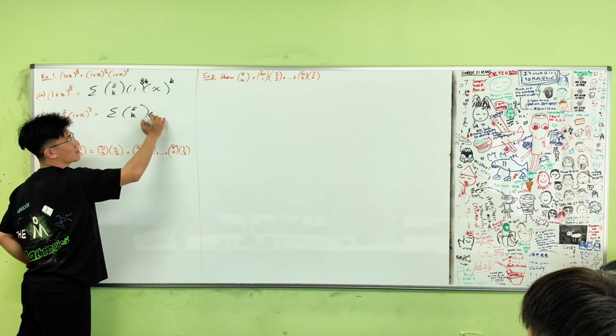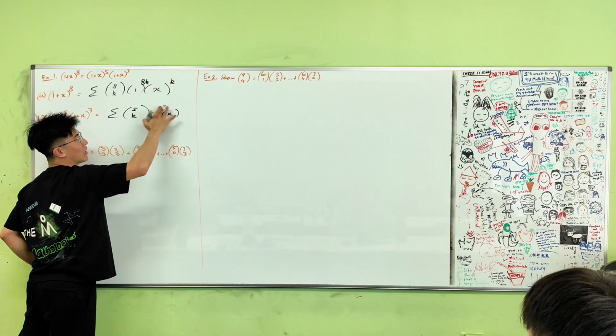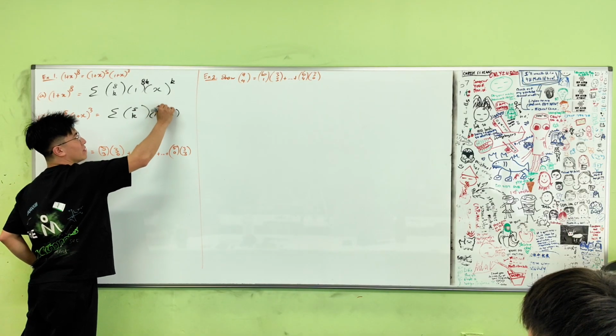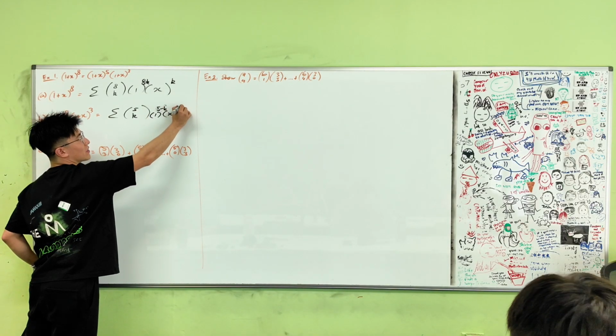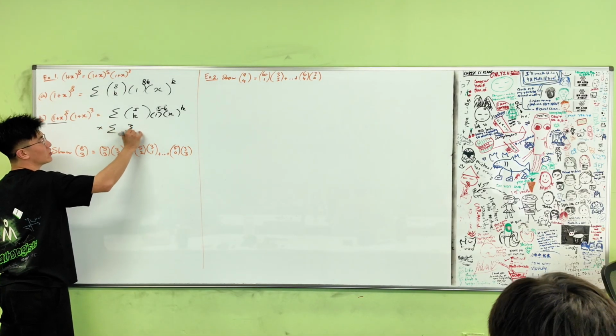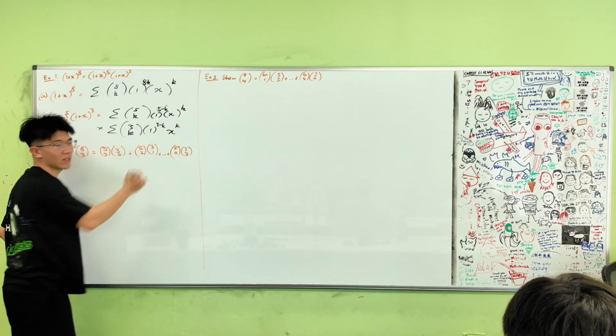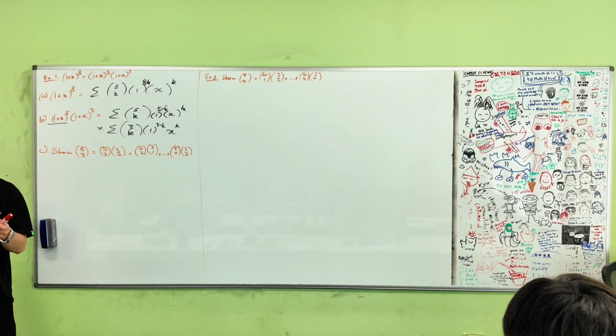So I'm going to just write my x, right? And what are my powers, Janelle? 5 minus k, k. Good. Next one is going to be 3 choose k, 1 to the 3 minus k, x to the k. So far, so good. Just yesterday's stuff.